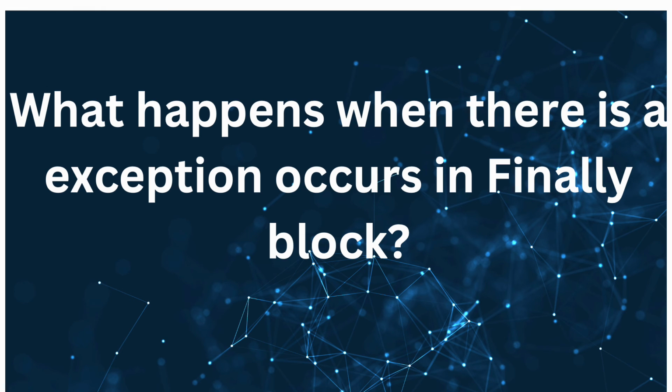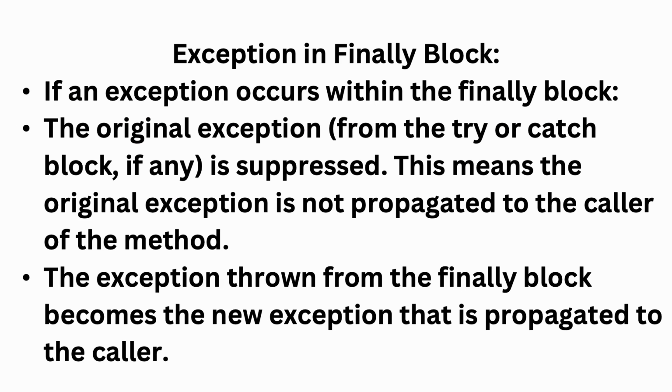What happens when an exception occurs in the finally block? The original exception is suppressed. This means the original exception is not propagated to the caller of the method. The exception thrown from the finally block becomes the new exception that is propagated to the caller. This is what happens.